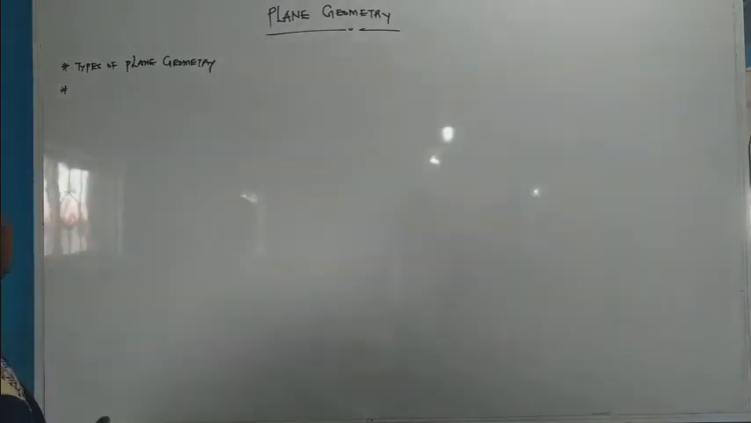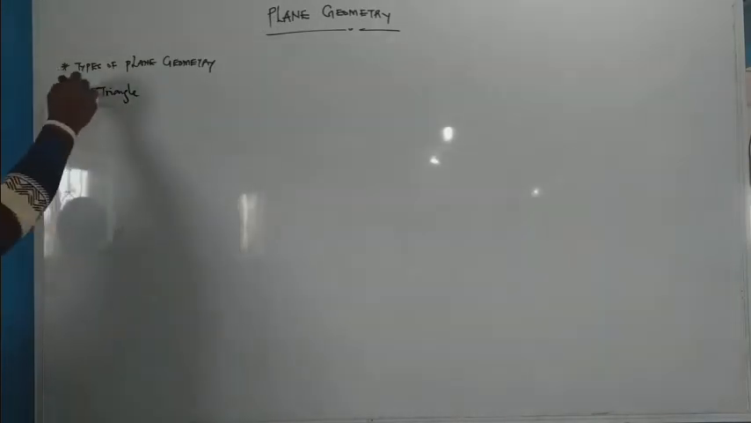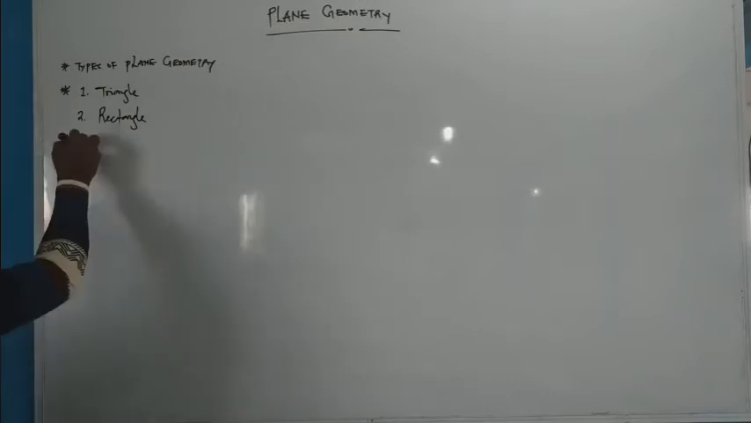So what does that mean? Let me go straight to the point and give you the types of plane shapes on plane geometry, those shapes that are on a two-dimensional plane. The first one is the triangle. Then we have the rectangle. Then we have the circle, also a plane shape.